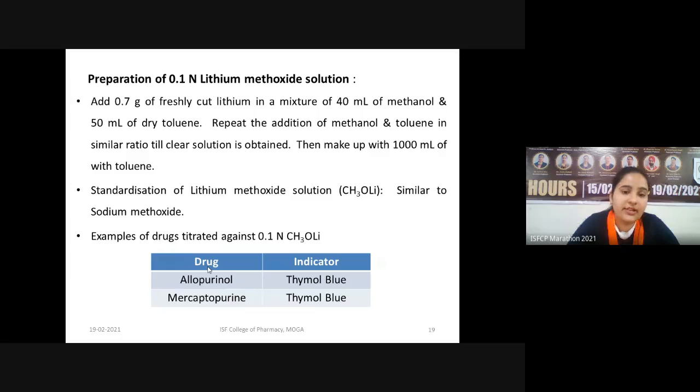Examples of the drugs which can be titrated against lithium methoxide are as follows. Allopurinol can be estimated by using 0.1 normal lithium methoxide solution as a titrant. The indicator used is thymol blue. Mercaptopurine can also be estimated. The quantitative estimation can be done by using 0.1 normal lithium methoxide solution, and the indicator will be the same, thymol blue.